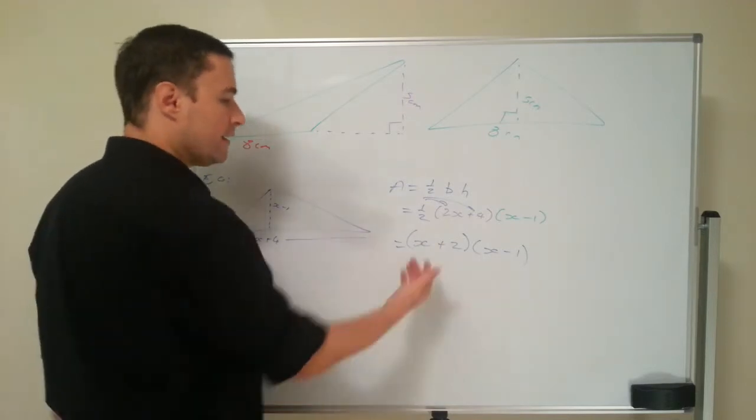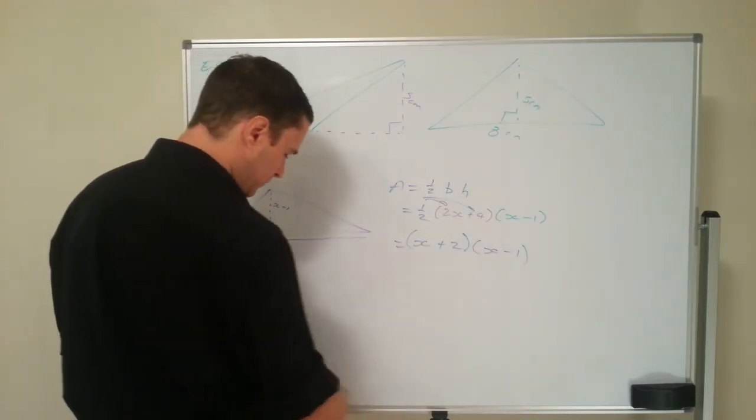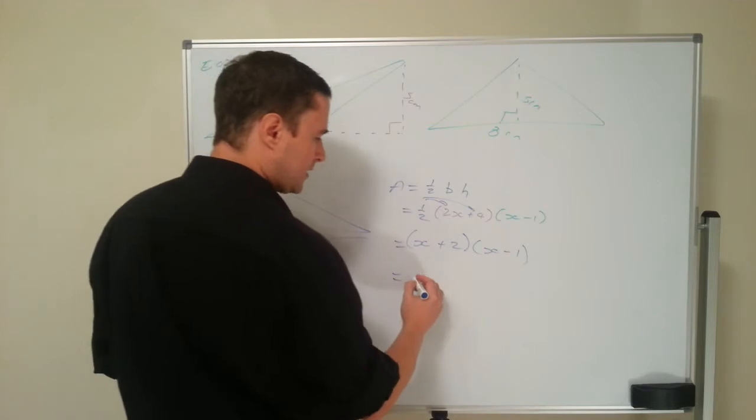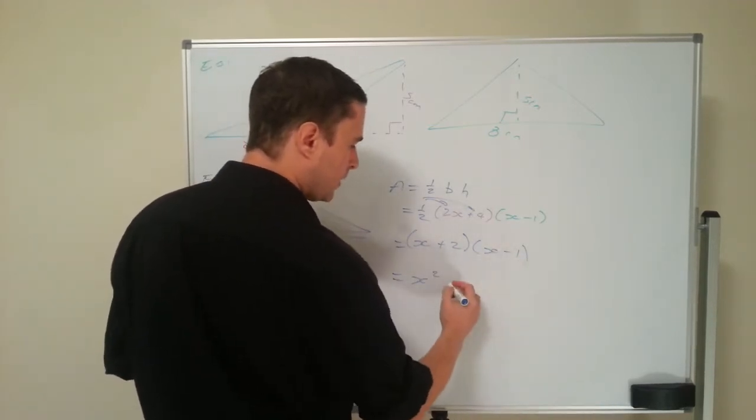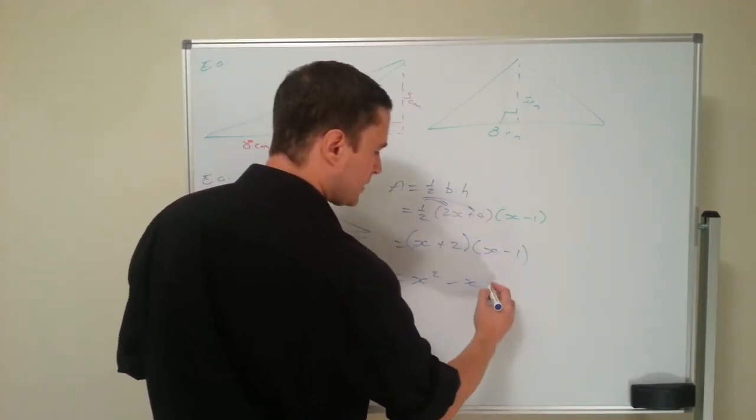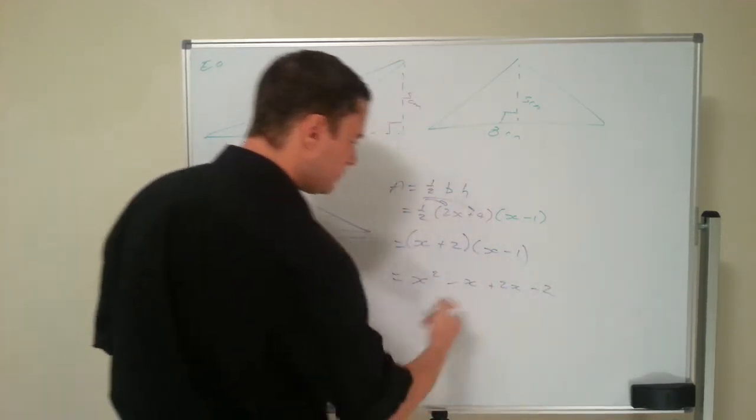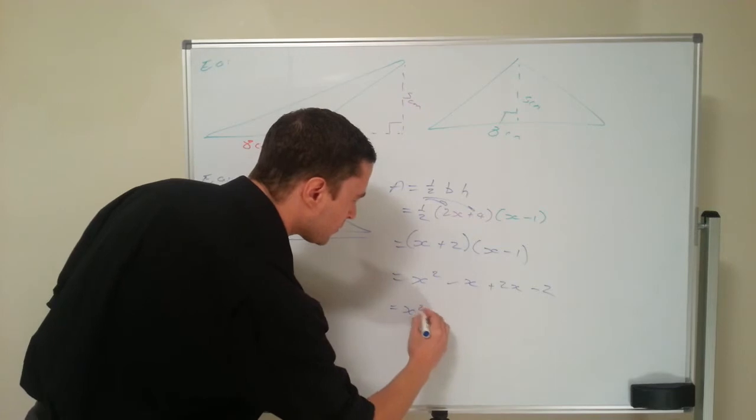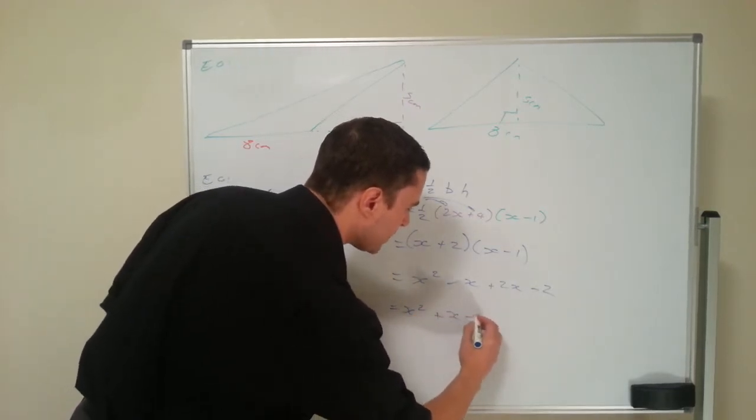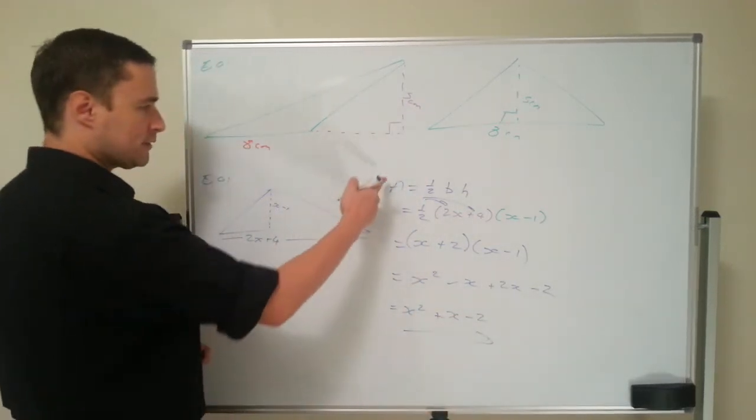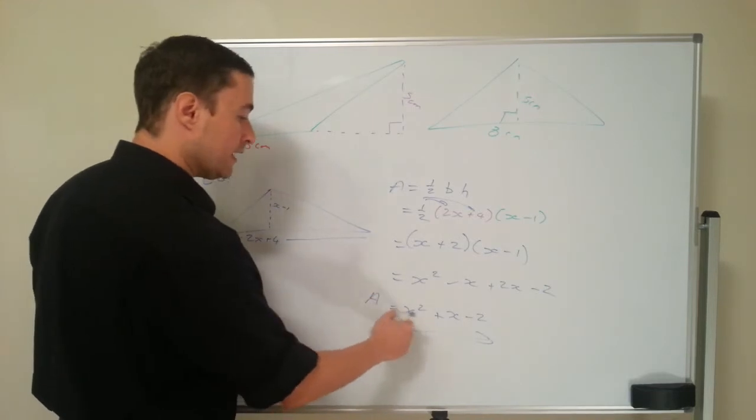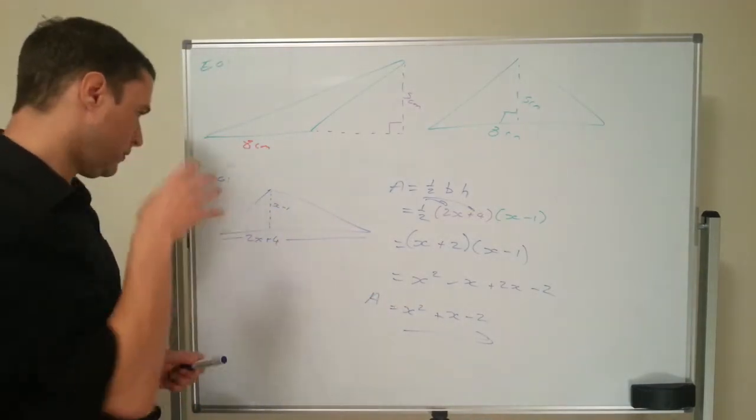Are you with me? Now this is an easy FOIL to do out. So x times x is x squared, x times minus 1 is minus x, 2 times x is plus 2x, 2 times minus 1 is minus 2. Tidy up the x's: x squared plus x minus 2. There's the expression, the area in terms of x for this triangle.